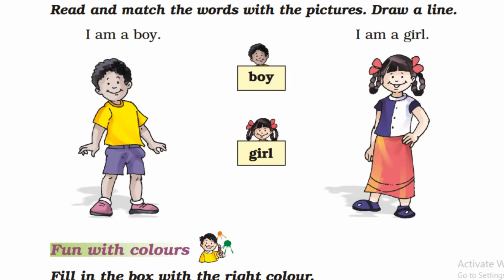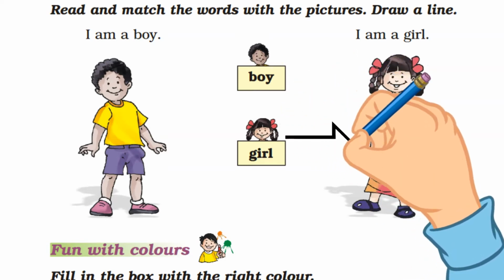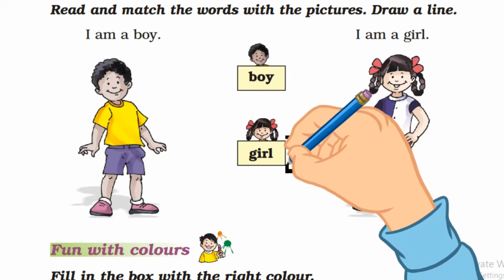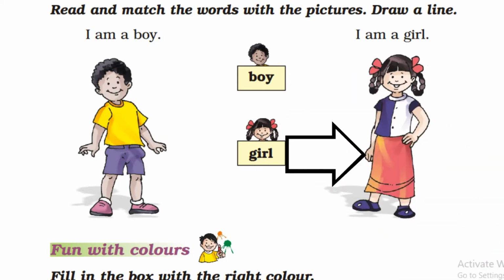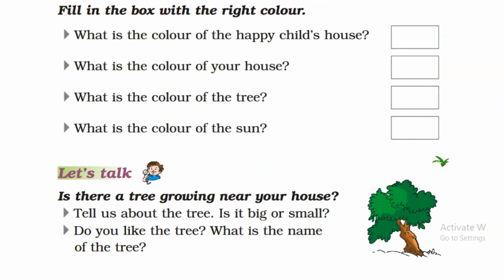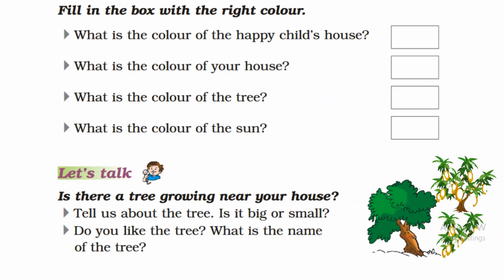Next, read and match the words with the pictures. Draw a line. If you are a boy, you have to match the boy image with the boy word. And if you are a girl, you have to match the girl image with the girl word. So I'm going to match the girl image with the girl word. Okay? Good.